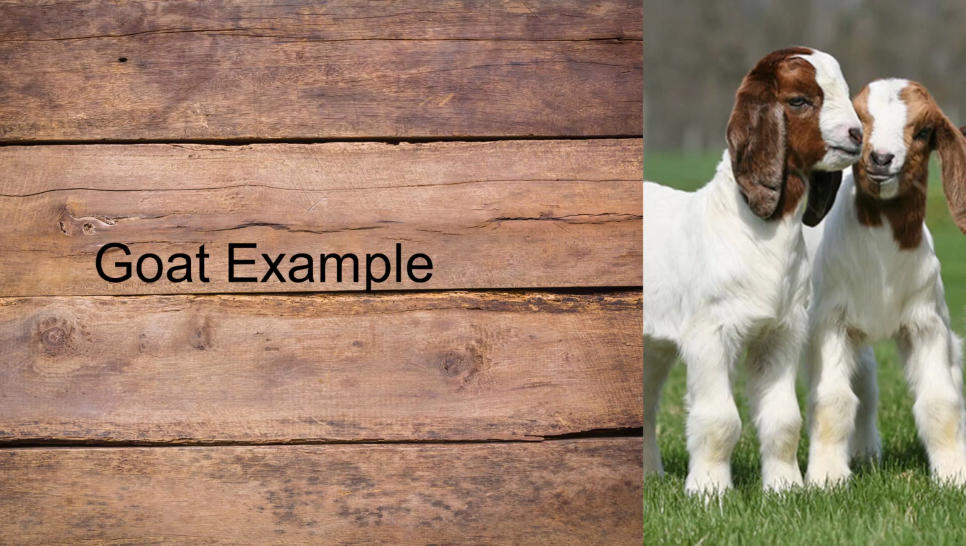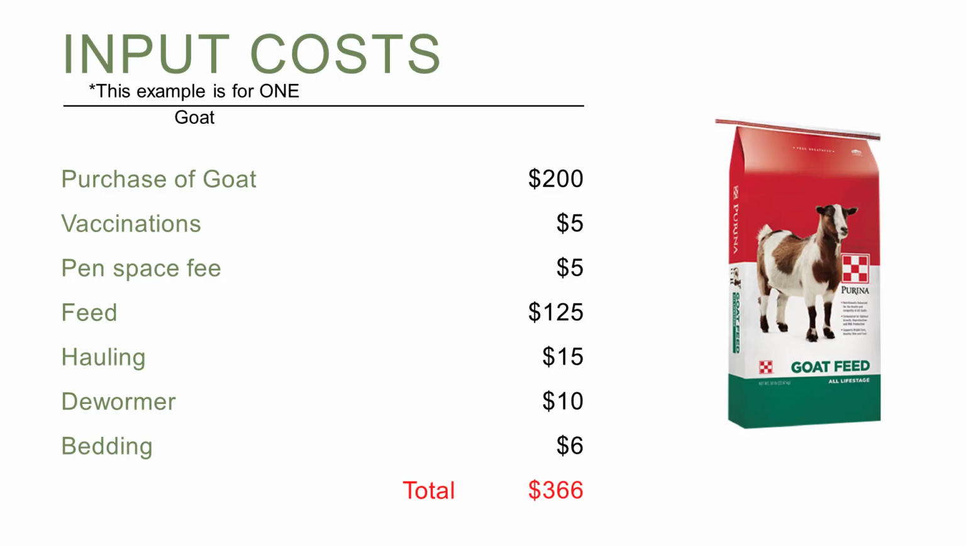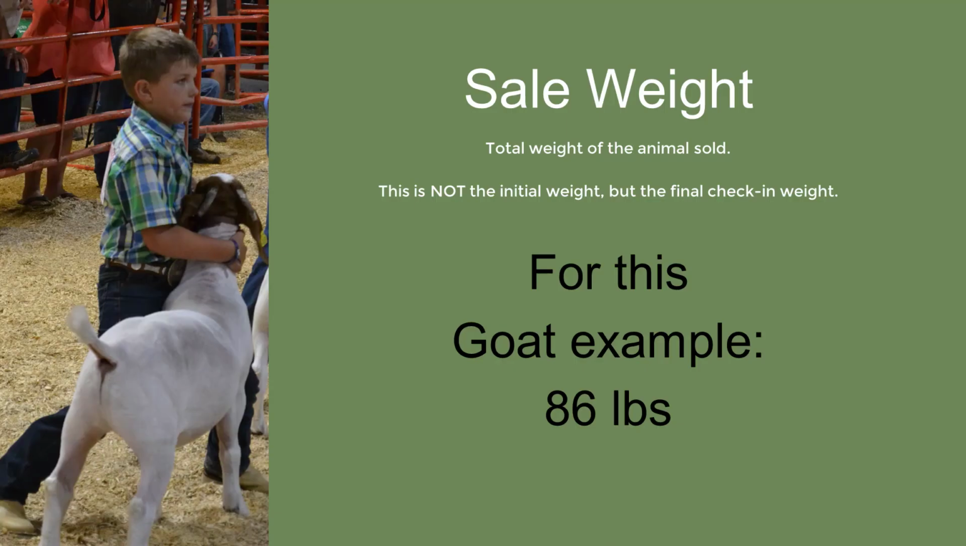Let's start with a goat example. Here we have put some input costs for goats. These are all examples and you can change any of these examples in your own calculator. So we've purchased our goat, we have vaccinations and our other cost, which totals to be $366. Then we have our sale weight. Once again, this is just an example and we just guessed a weight. So let's say that our goat is 86 pounds.